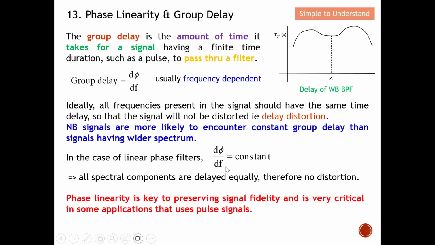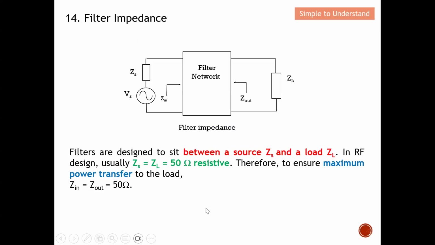If we have a constant group delay, phase linearity is the key to preserving signal fidelity and is very critical in some applications that use pulse signals. Coming to the last parameter I'm going to discuss, which is the filter impedance.